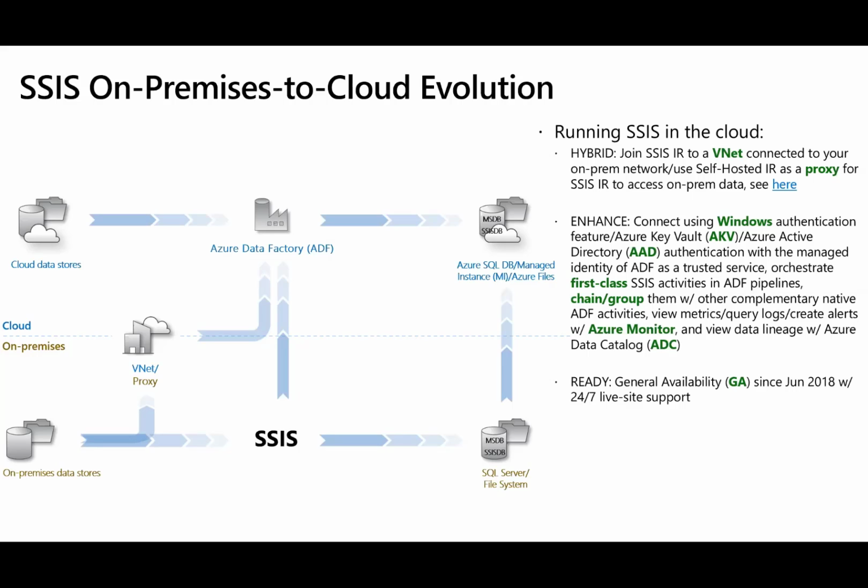And one thing that's really cool is we also recently announced a public preview of data lineage. So you can actually have metadata storage using Azure Data Catalog, and you can see the lineage of your data integration when you run ETL on SSIS. SSIS has been GA since June 2018, and is now running with 24/7 live support.